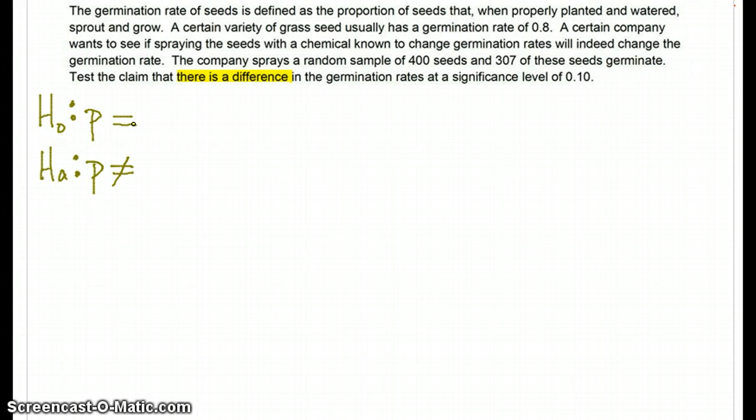A certain variety of grass seed usually has a germination rate of 0.8. So 0.8 is our parameter of interest.